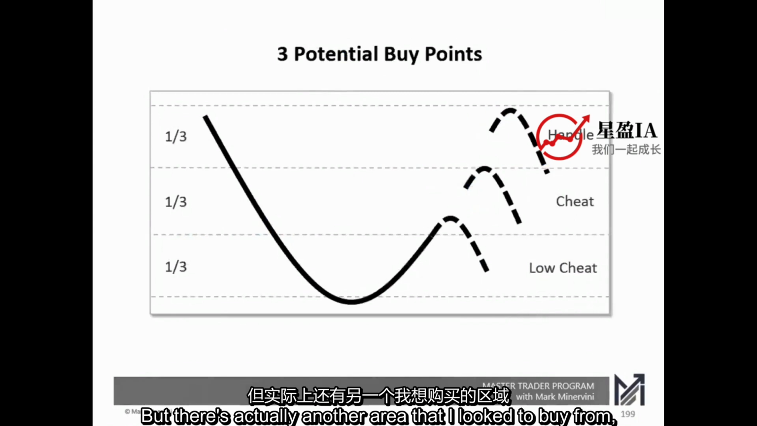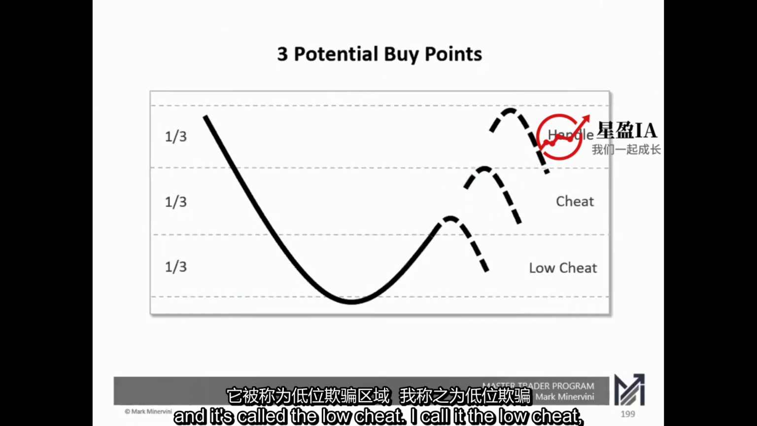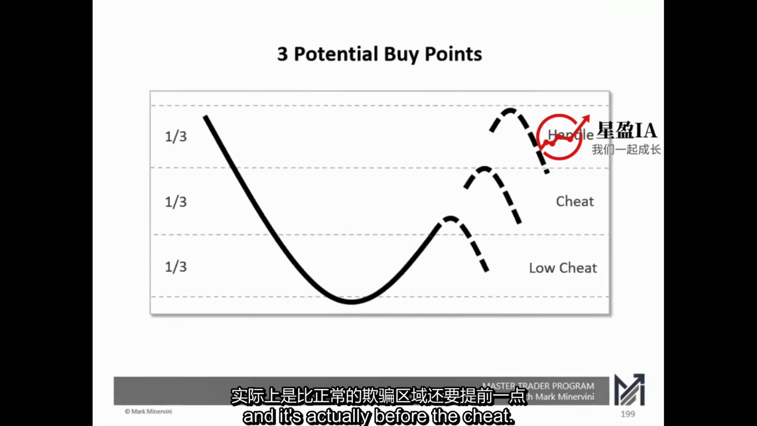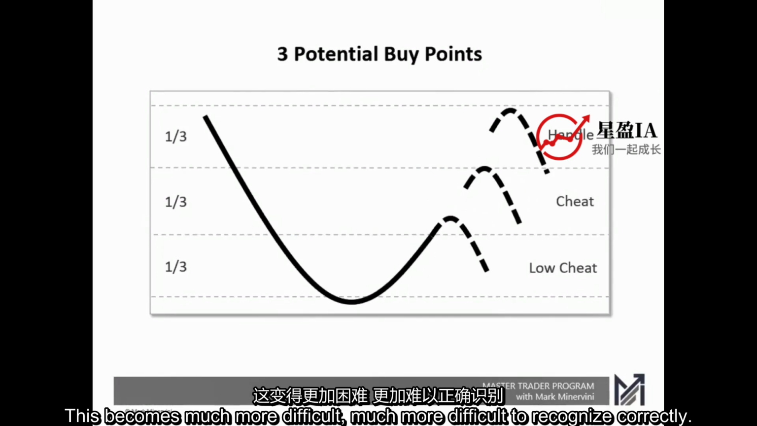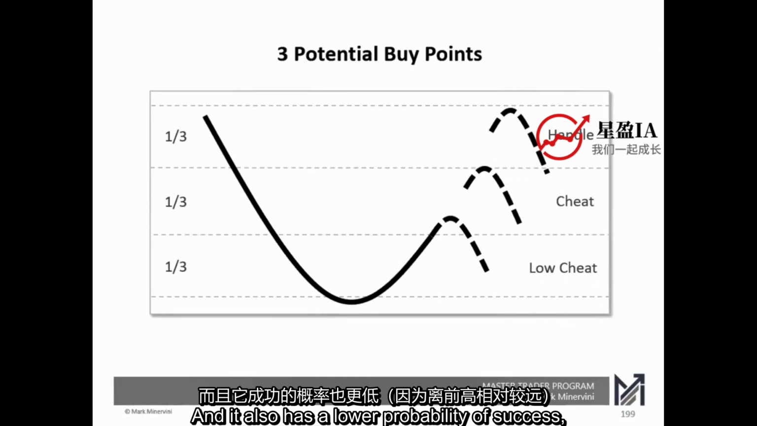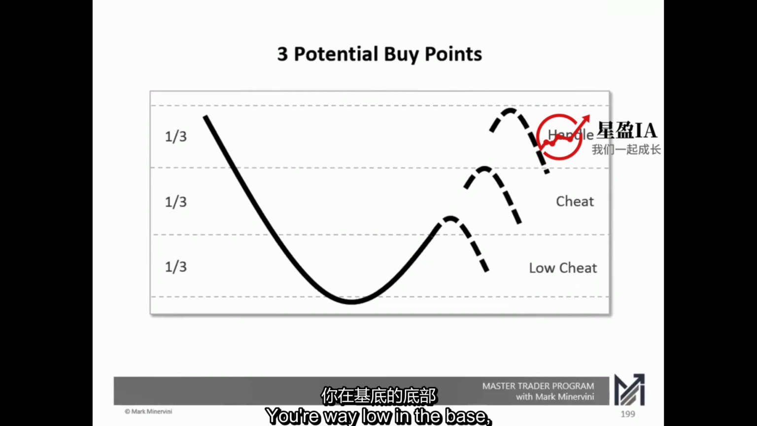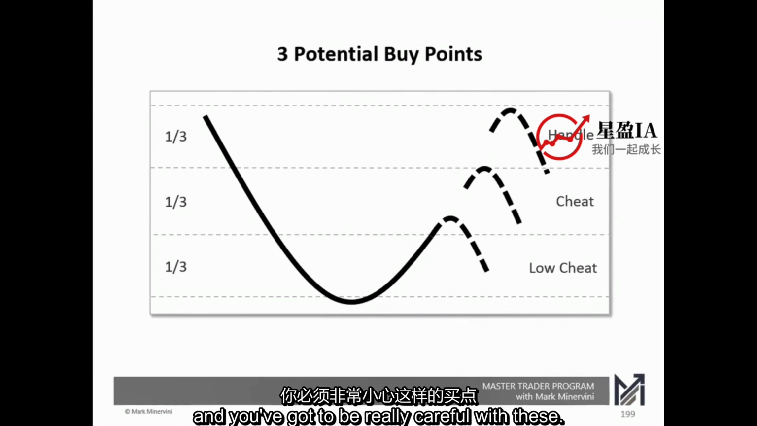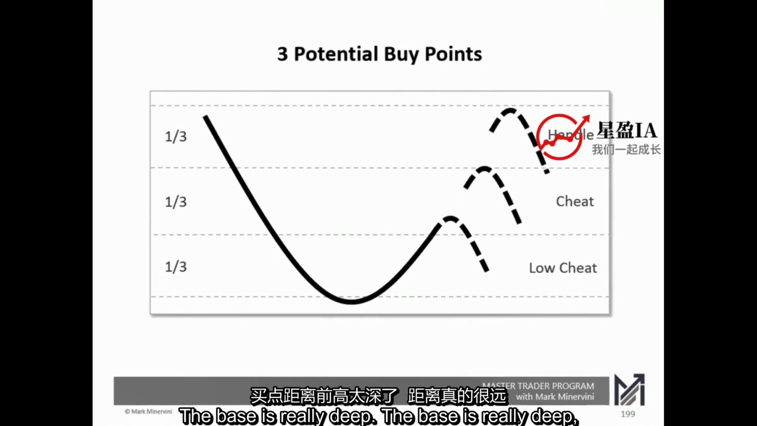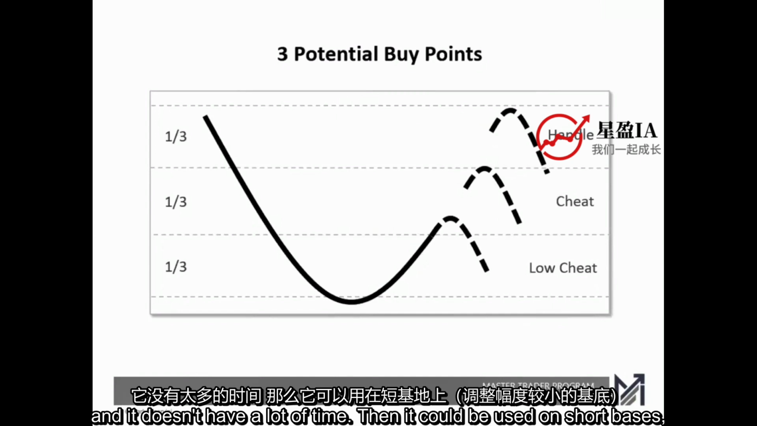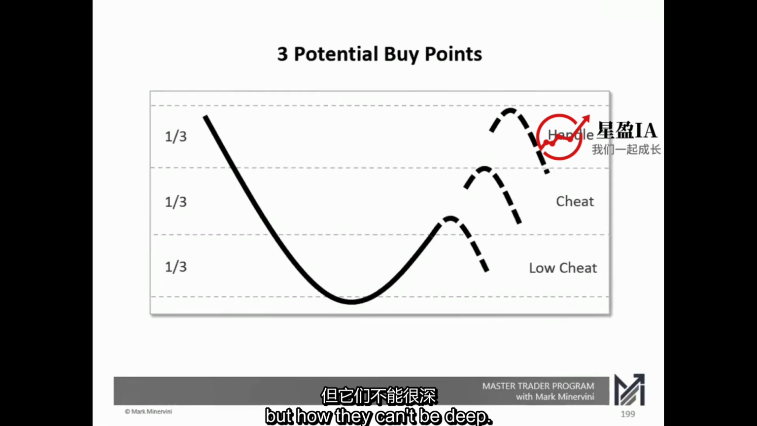area that I look to buy from, and it's called the low cheat. I call it the low cheat, and it's actually before the cheat. This becomes much more difficult to recognize correctly, and it also has a lower probability of success because now you've got a lot more supply. You're way low in the base, and you've got to be really careful with these if the base is really deep. The base is really deep and it doesn't have a lot of time. Then it can be used on short bases, but they can't be deep.